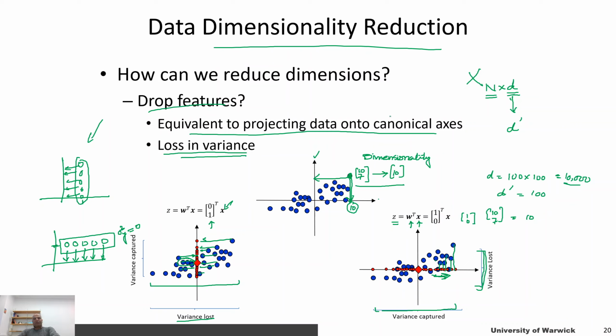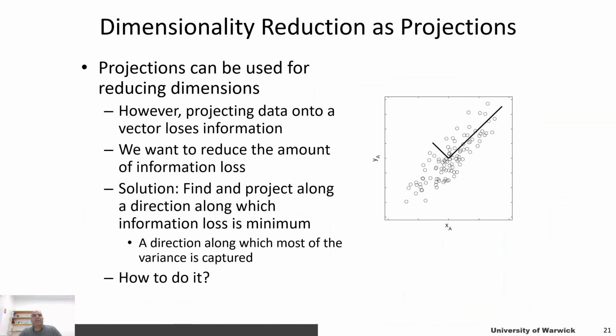Okay, here's a trick question for you, and you are welcome to pause the video and think about it. Think of a data set in which if you project along the x-axis, there would be no information loss. And if you project along the y-axis, there would be no information loss. I've given you some examples like this one and this one, but can you think of others? That would help you understand this in a bit more detail.